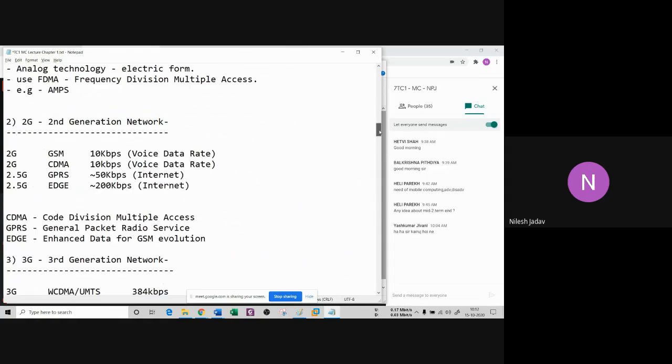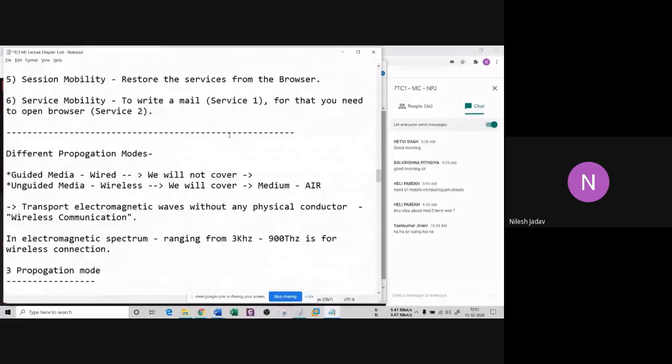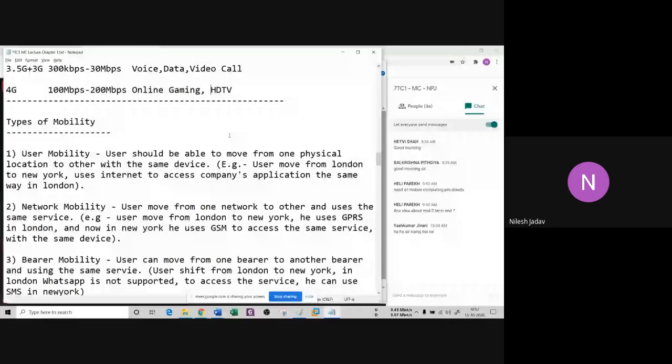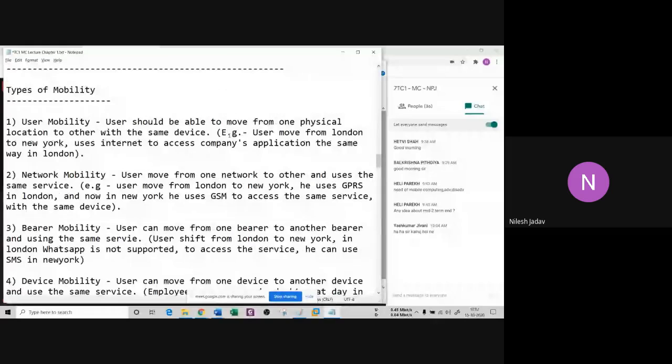Okay. After this, we have understood this. What do you call this type of mobility? And in types of mobility, we have 6 types. I think 7 types. 6 types. The 6 types of mobility we have.